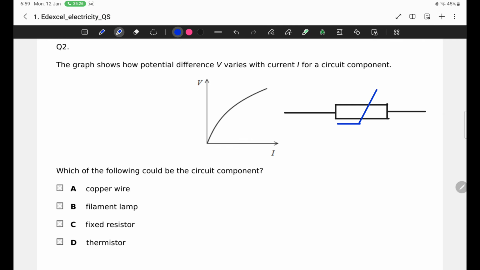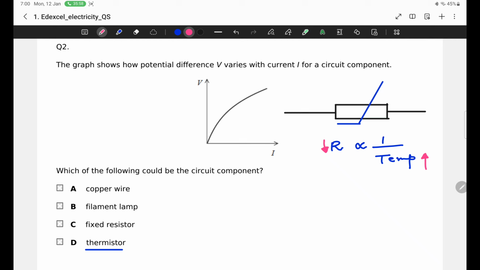This is the symbol of thermistor. Okay, and the resistance of thermistor is inversely proportional with temperature. When you increase voltage, then obviously current will increase. When current increases, then thermistor becomes hot. And when thermistor becomes hot, then its resistance will decrease.